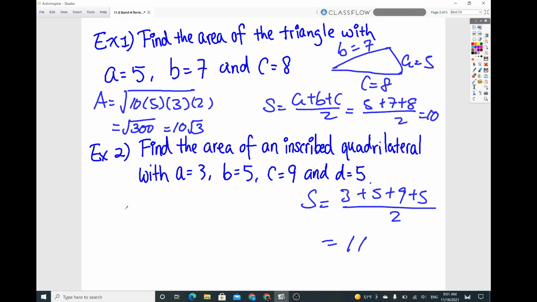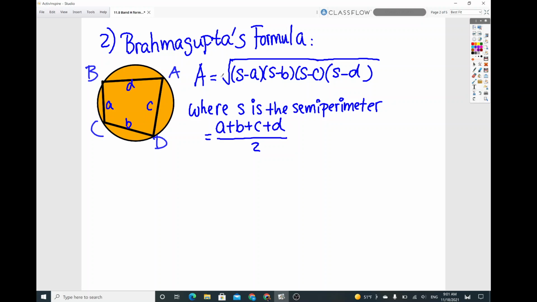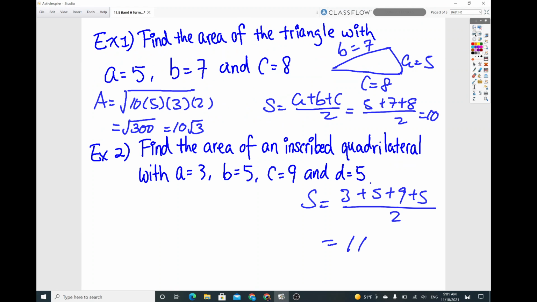And now let's use Brahmagupta's formula. The area of the quadrilateral equals the square root of the product of S minus A, S minus B, S minus C, S minus D. So the square root of 11 minus 3, which is 8, times 11 minus 5, 6, times 11 minus 9, 2, times 11 minus 5, 6. So what we found here is 48 times 2, 96.